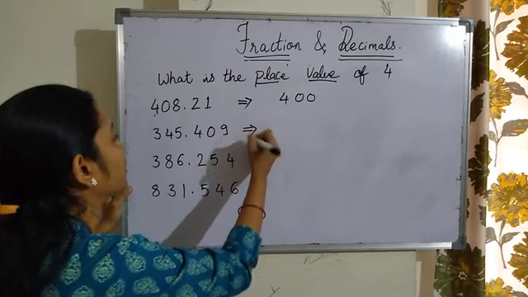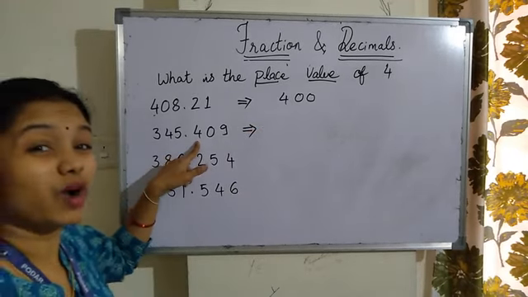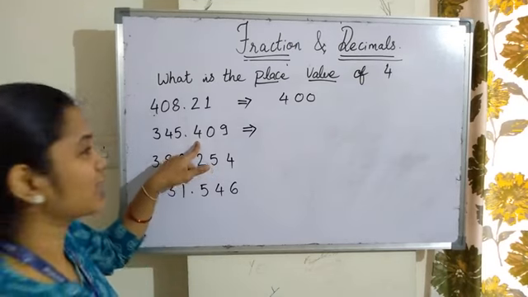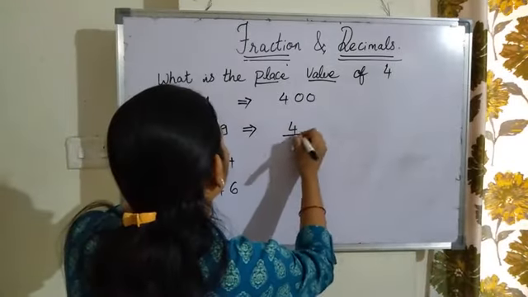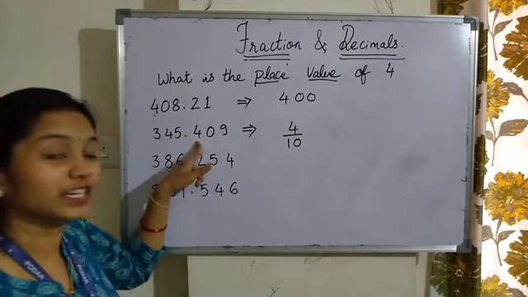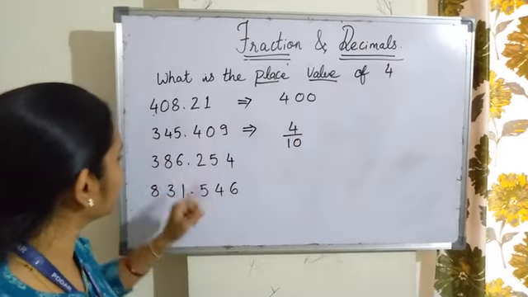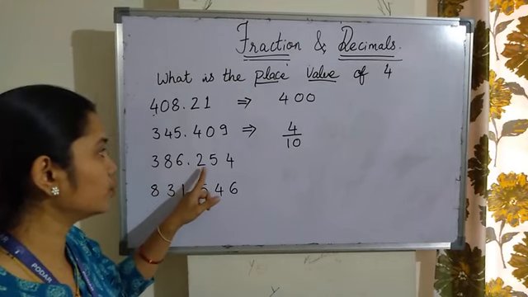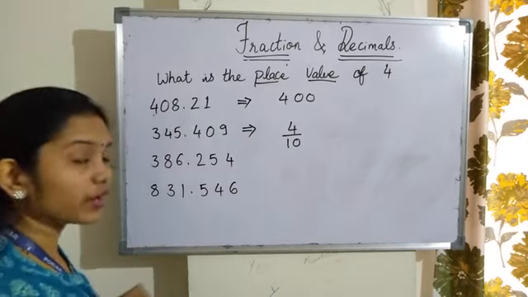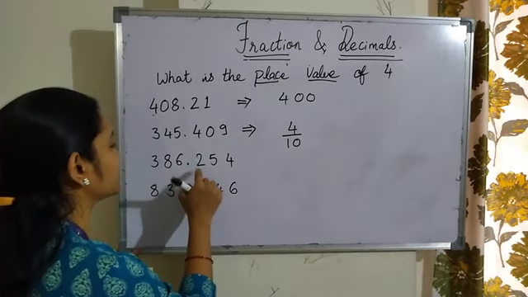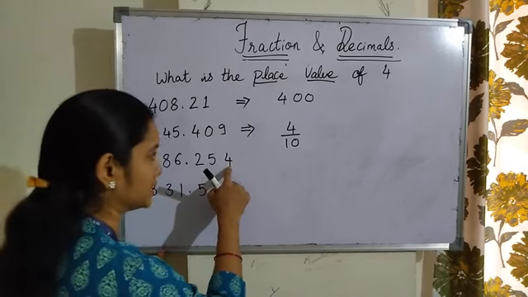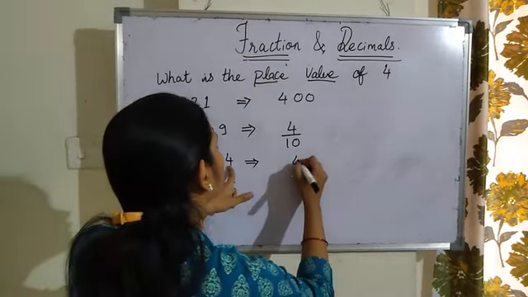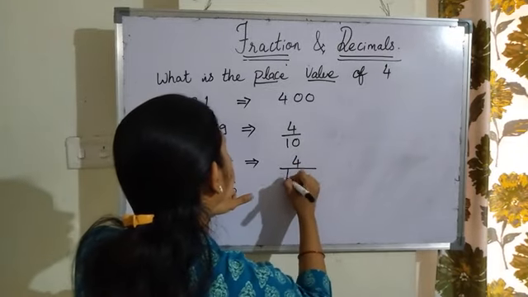Now in this number, 4 is in the tenth place. So its place value will be 4 by 10. Now in this number 386.254, 4 is in, we will count from the decimal, this is tenth, hundredth and thousandth. Thousandth place. So its place value will be 4 by 1000.